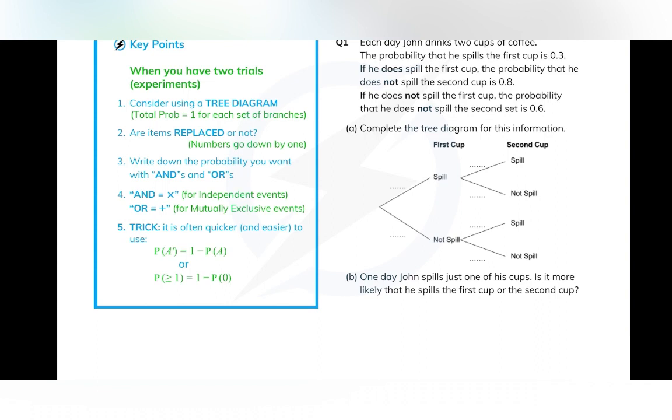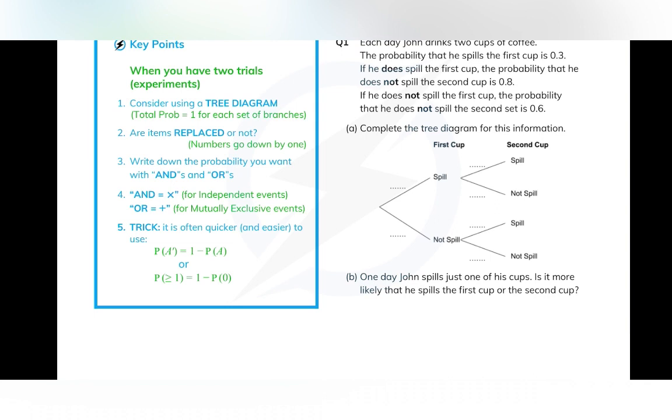So each day John drinks 2 cups of coffee, and we're given that the probability that he spills the first cup is 0.3. And then there's a lot of information. If he does spill the first cup, the probability that he does not spill the second cup is 0.8. And if he doesn't spill the first cup, the probability that he doesn't spill the second cup is 0.6. And we've got to get all that information on a tree diagram. So let's try and work that through.